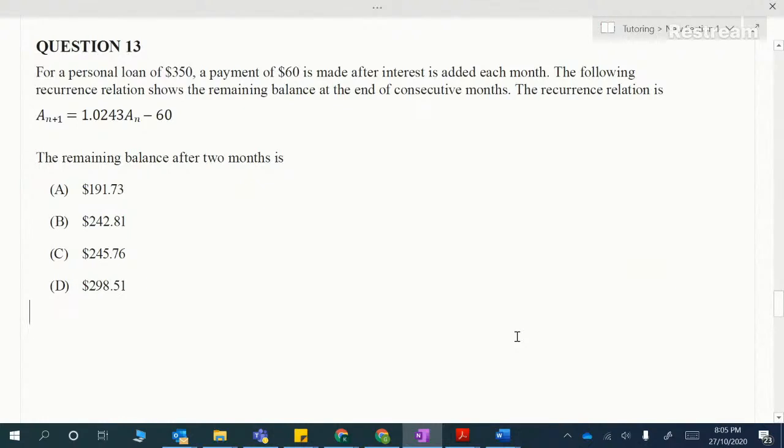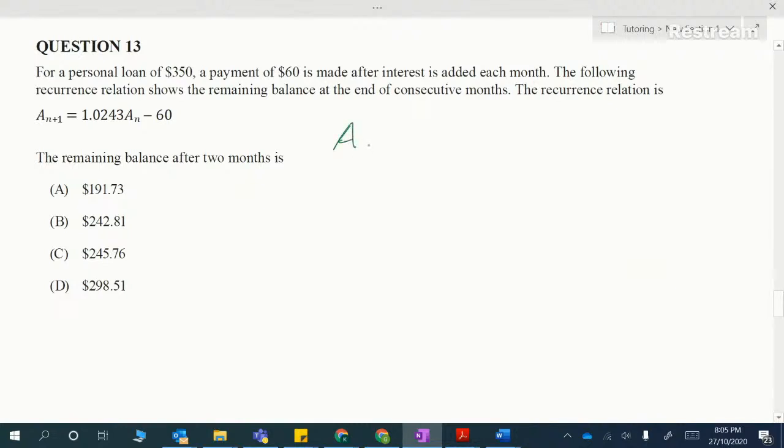Okay, so the question I've got up on the screen right now is the one and only question using reducing balance loan and recursion that I found in the mock and sample. Let's talk through this one, but then I might show you one other kind. Okay, so we've got a personal loan of $350, and they make a payment of $60 every month, but also interest is being added. So here's the recurrence relation that shows what's going on.